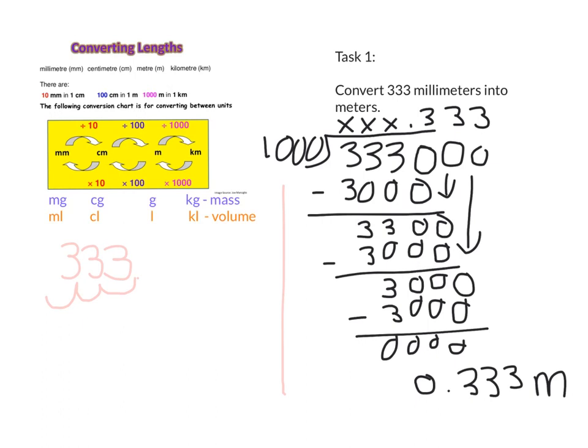So if I count the spots, I know my conversion would be 0.333 meters. Again, we get the same answer either way. So if you do it this way or if you do it this way, we get the same answer.